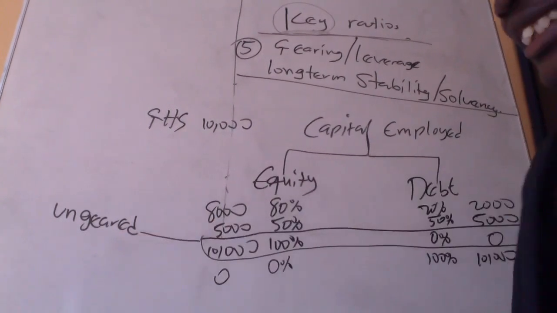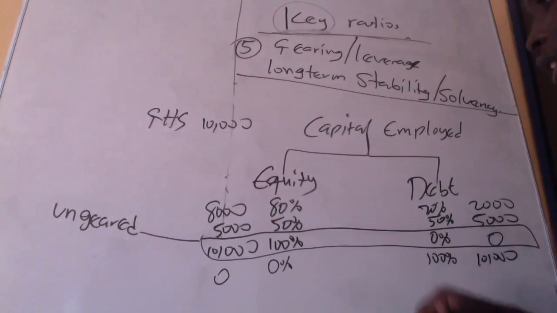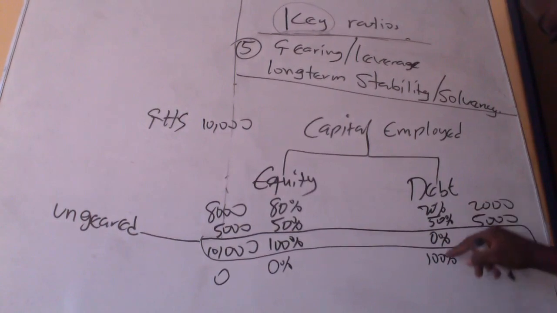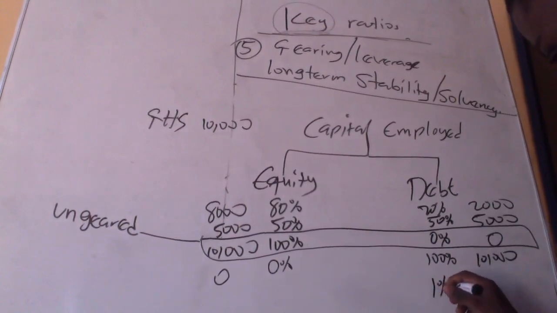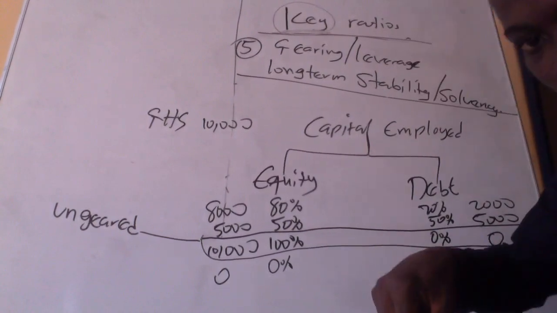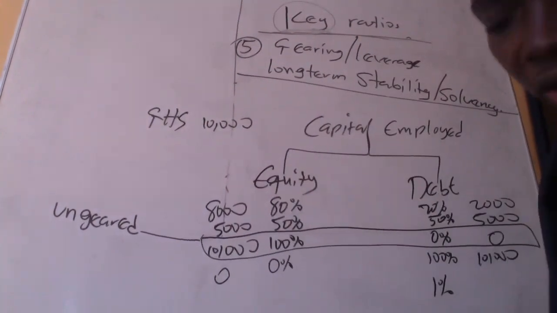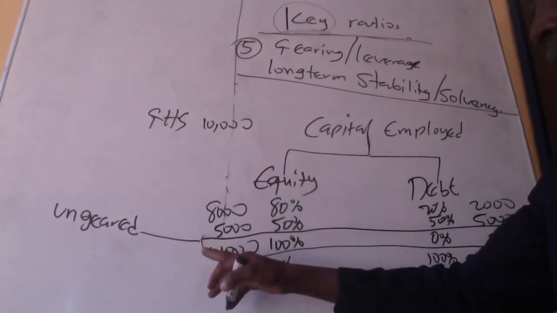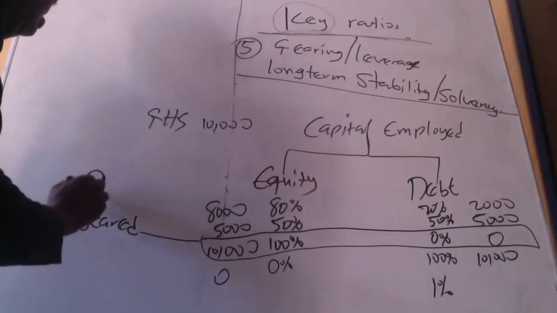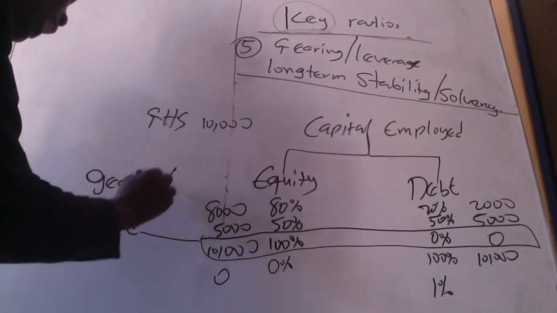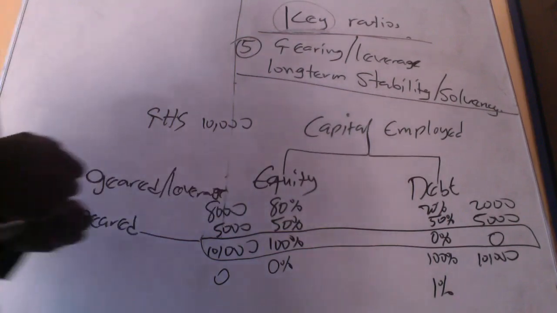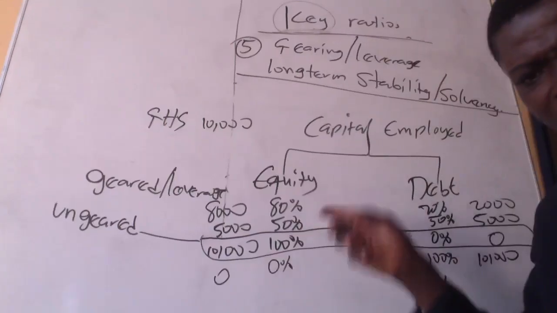So that company is ungeared or unleveraged. Even if you have debt of just 1%, so long as there's debt in your capital structure, you are geared. So apart from this scenario, the rest are geared. They are a geared or leveraged company.